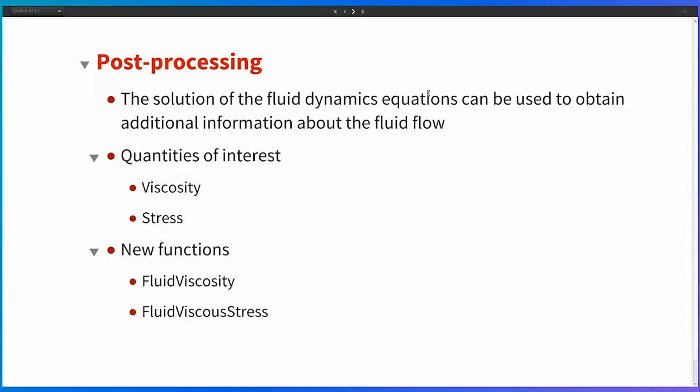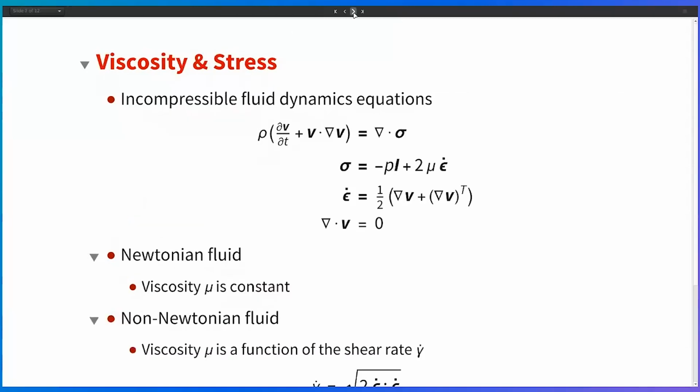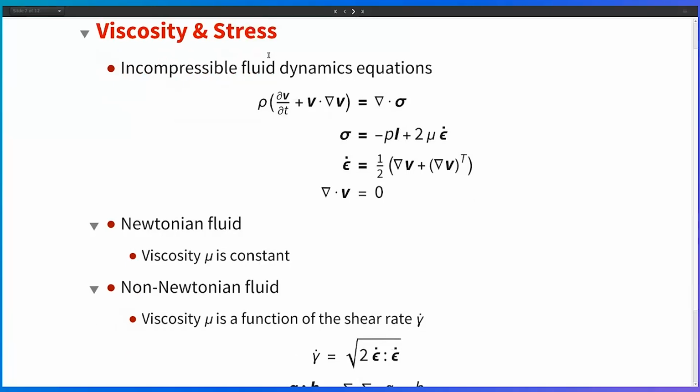And in fluid dynamics, what you can try to compute from the solution is, for example, the viscosity and stress. So we added 2 new functions, the fluid viscosity and fluid viscous stress, which basically achieve this. But before I show those 2 functions, I would like to start first talking about the equations so that we actually know what the viscosity and the stress is. So let me write the equations in this form.